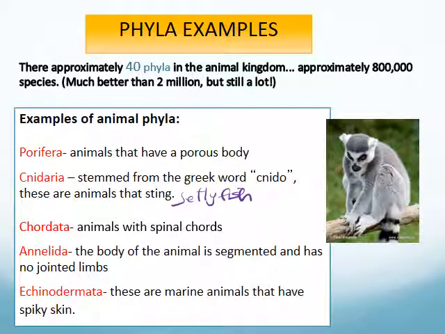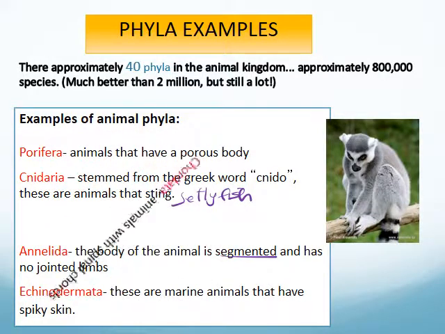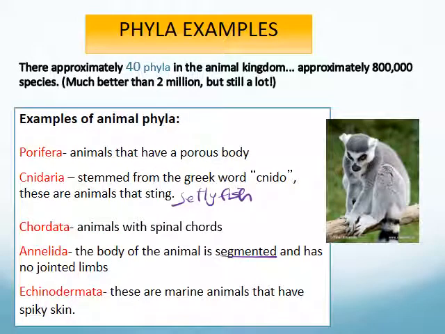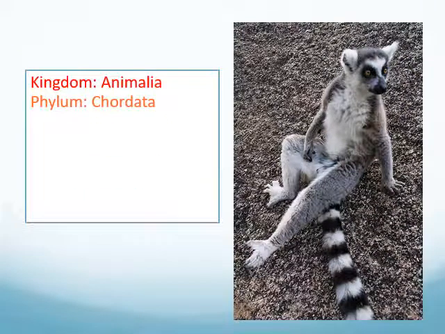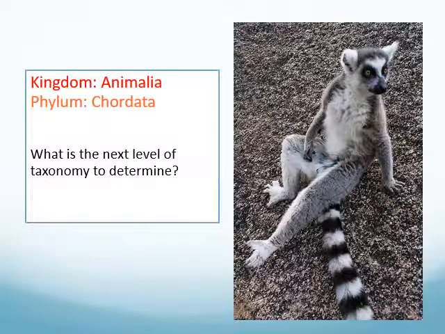Chordata, animals that have spinal cords. Annelida, the body of the animal is segmented and it has no joined limbs. And echinodermata, these are marine animals and they have a spiny skin. Those are just some of the approximately 40 phyla out there. Okay, and our lemur belongs to phylum Chordata. Out of those phyla presented, that's the best fit. All right, now that we know that, let's go ahead and make sure we write this down. What is the next level we need to determine?